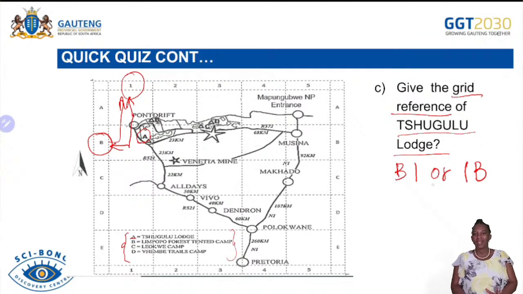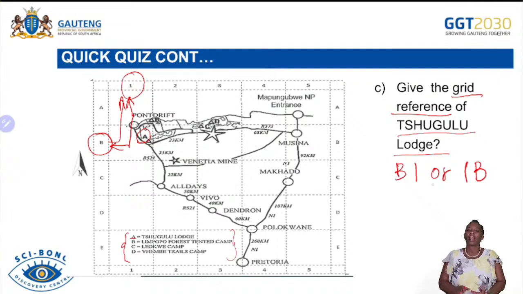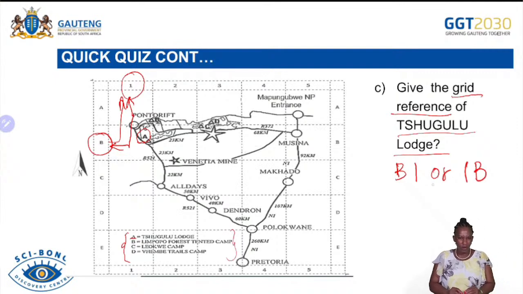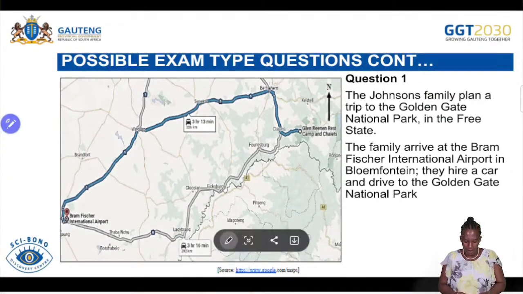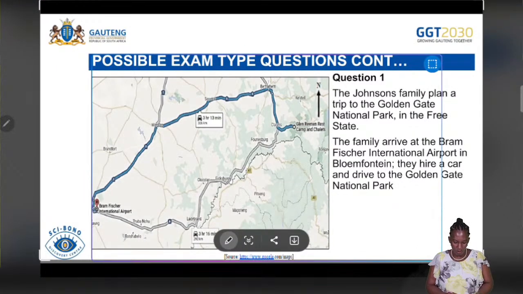Boys and girls, this is where we can collect as many marks. This is a level 1 type question. So today I want us to have a look at those easy questions where you can get marks. Remember, the main aim is to make you pass.